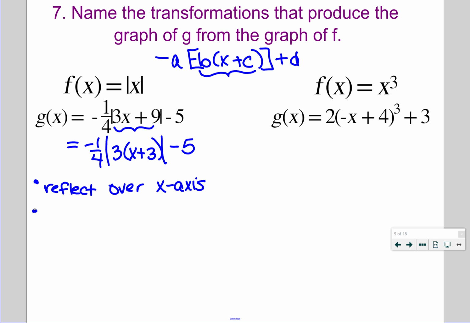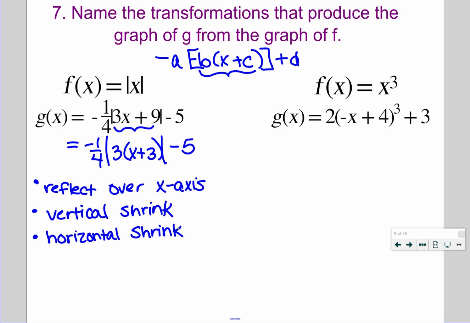The 1/4 out front, that's our a value, will be a vertical shrink, and if you wanted to say by a factor of 1/4, that's fine. The 3 on the inside is a horizontal shrink. Remember, that one was weird. If it's a number larger than 1, it shrinks. If it's a number smaller than 1, it stretches. The plus 3 on the inside is going to move the graph left 3. And then finally, the minus 5 at the end will move it down 5.